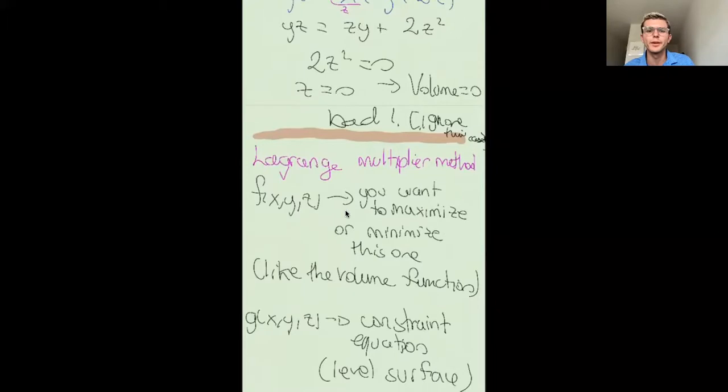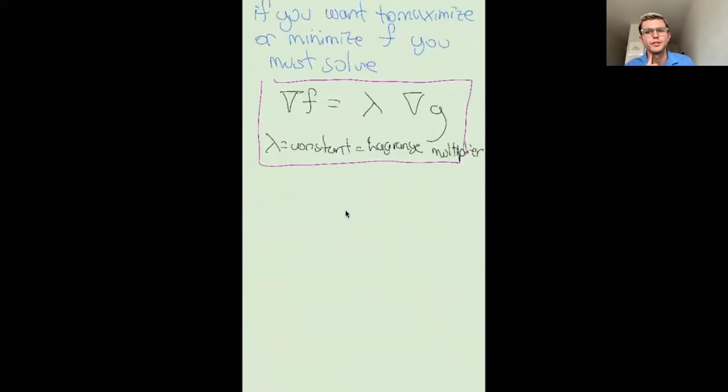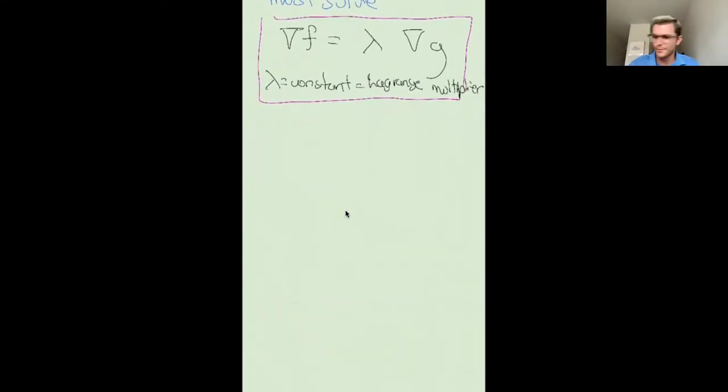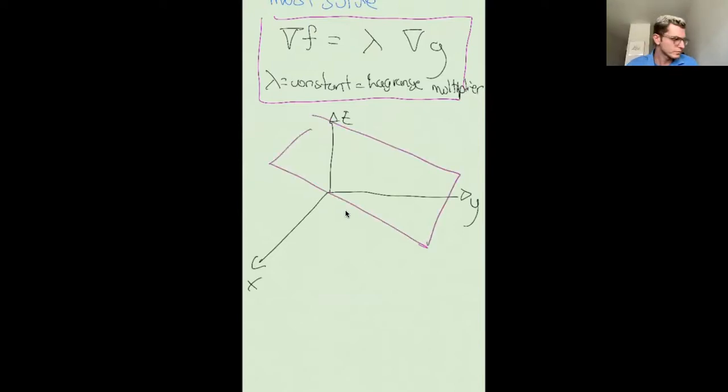Let me do another example because I think this could be more illustrative and convey the point. Let's say that you have this plane, 2x plus y plus 3z, and you want to find the point on the plane that's closest to the origin, right?